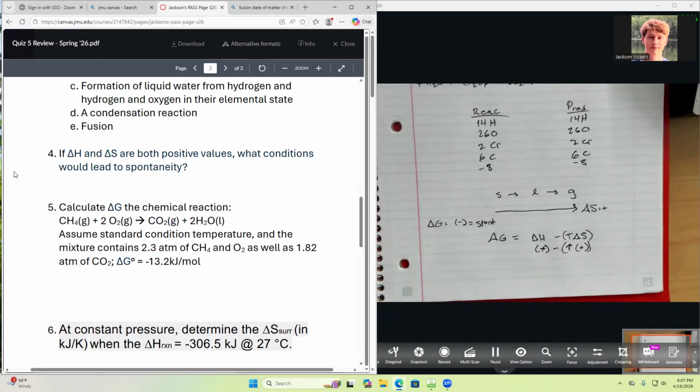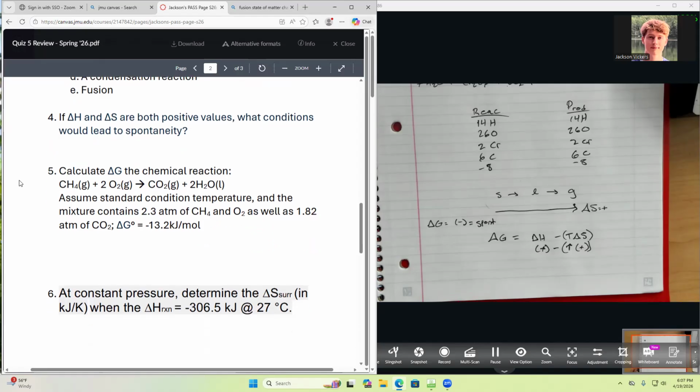Cool. There are a couple of conditions, one that will always be spontaneous and one that will always be non-spontaneous. If you ever have a negative delta H and a positive delta S, so exothermic and getting more entropic, no matter what you do to T, that's always going to be spontaneous. And the inverse: if delta H is positive and delta S is negative, no matter what you do to T, it's always going to be non-spontaneous. We feel good about that? Cool. All right, next one.